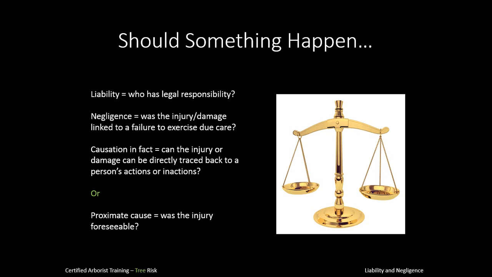Did you prune a tree poorly and now the tree fell apart because of that? Or did you notice that something was at risk and you didn't do anything? Those will be causation. And then, proximate causes, was the injury foreseeable? Which is, it's easier to say that in hindsight than it is to say it on the fact.